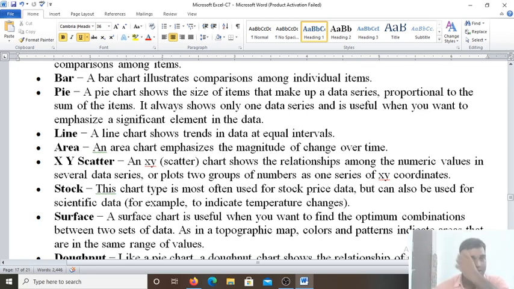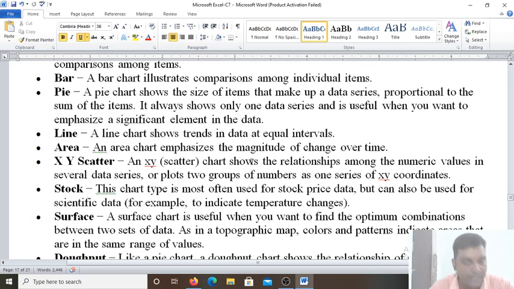Next is the area chart. Area chart emphasizes the magnitude of change over time. You can see in figure 3.7 the area chart. It is a unique version of the line or column chart. This type of chart has a greater visual impact than a line chart.